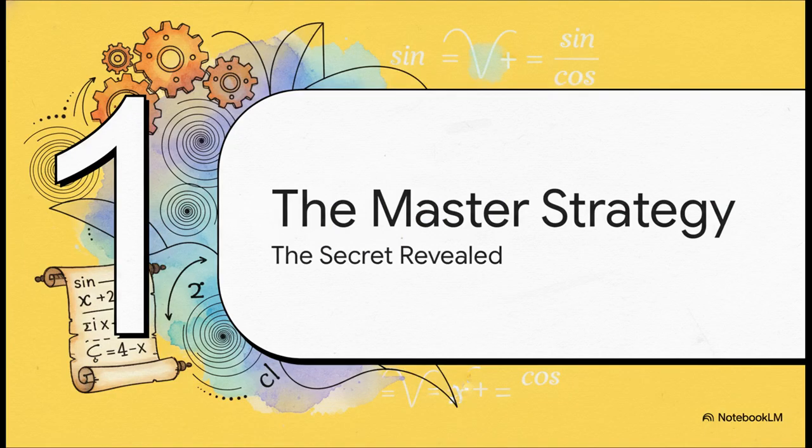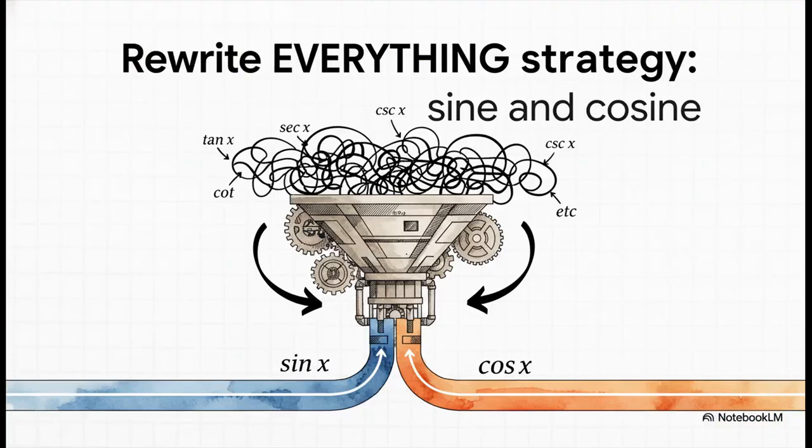So, what is this magic trick? What's this powerful technique that cuts through the confusion? Well, let's not wait any longer. Let's reveal the secret. Here it is. This is the big one. The single most effective strategy for simplifying pretty much any trigonometric expression is to rewrite every single part of it using just two functions, sine and cosine.